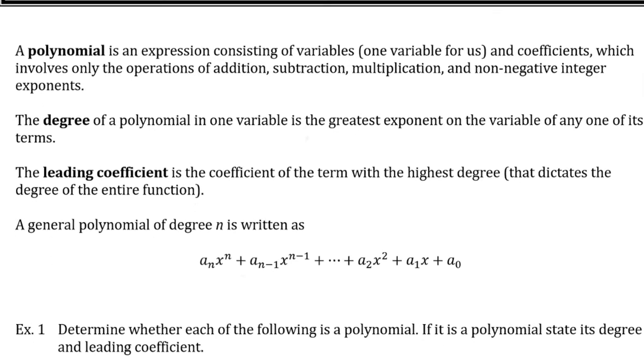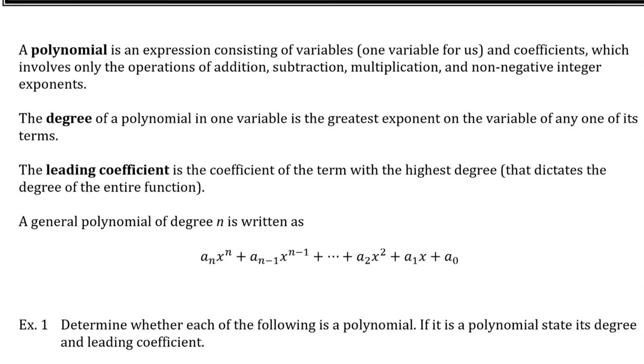A polynomial is an expression consisting of variables, and this is important, one variable for us, okay? So variables and coefficients, which involves only the operations of addition, subtraction, multiplication, and non-negative integer exponents. Now I'm going to come back to this idea of one variable for us.